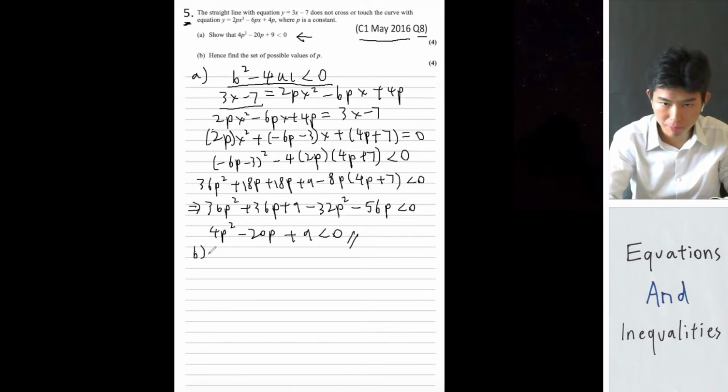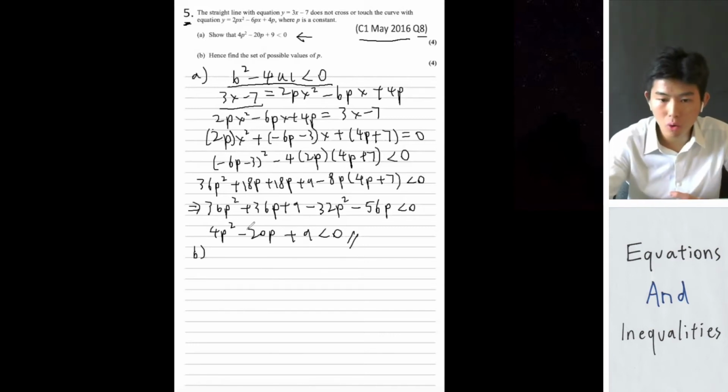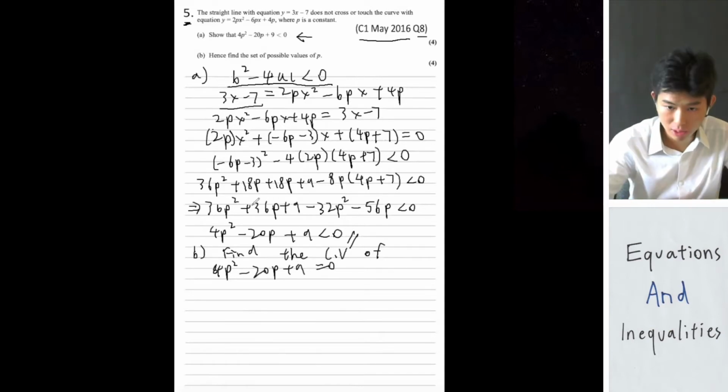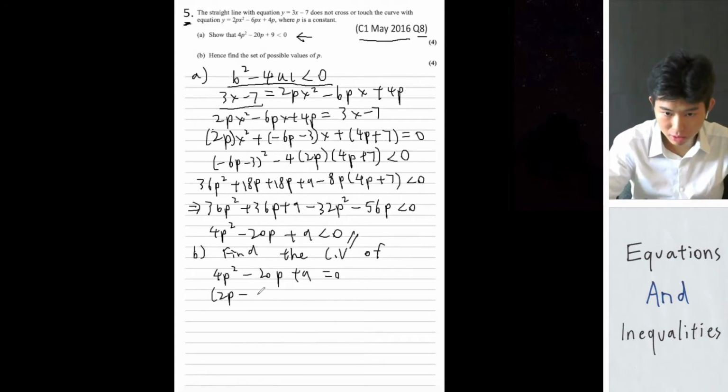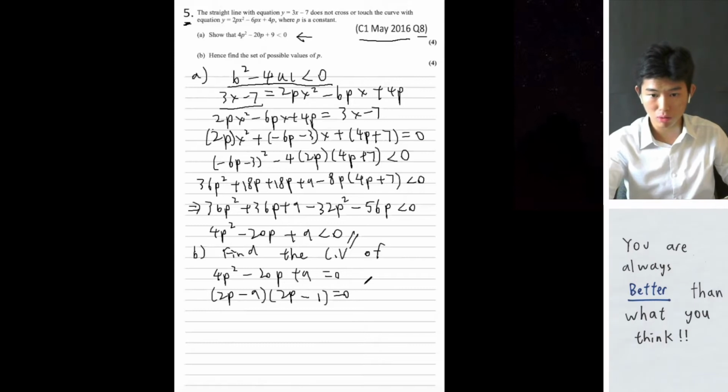Okay, for part B, they want us to find a set of positive values. Basically you just have to find the range of p in this equation here. Simple. So again, all you have to do is find the critical value of 4p squared minus 20p plus 9 equals to 0 first. This equation here can actually be written as 2p minus 9 bracket 2p minus 1 equals to 0. And you can actually get the critical value straight away.